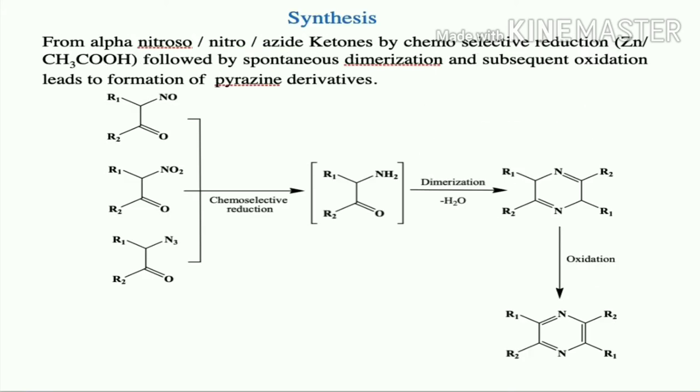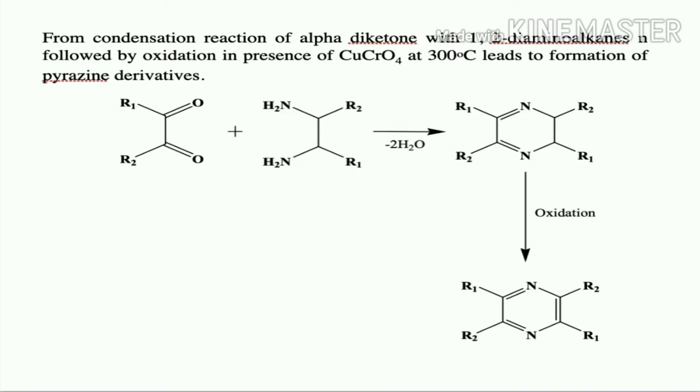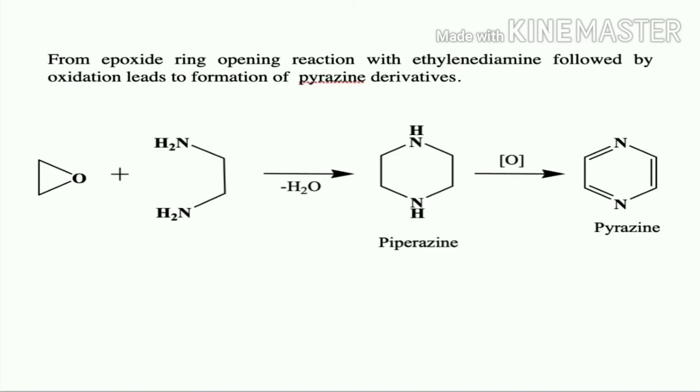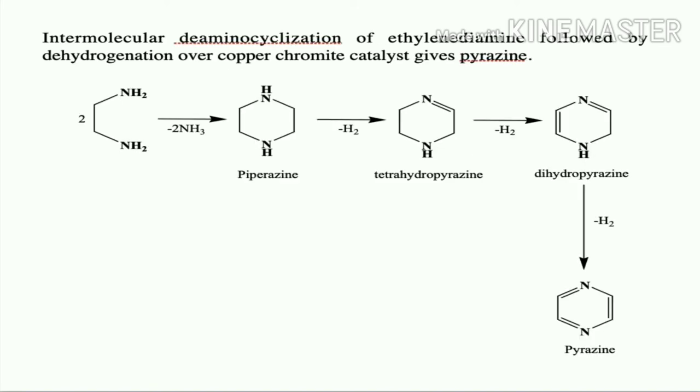That is, from alpha nitroso, alpha nitro, or alpha azido ketone by chemoselective reduction followed by spontaneous dimerization and subsequent oxidation. Other is diketone on condensation with 1,2 diamino alkane followed by oxidation, which is going to give pyrazine. A convenient method is epoxide ring opening reaction with ethylene diamine, which forms dihydropyrazine, and further oxidation leads to the formation of pyrazine. And last is intermolecular deaminocyclization of ethylene diamine followed by dehydrogenation reactions, which will give pyrazine. So these are the important methods of preparation of pyrazine.